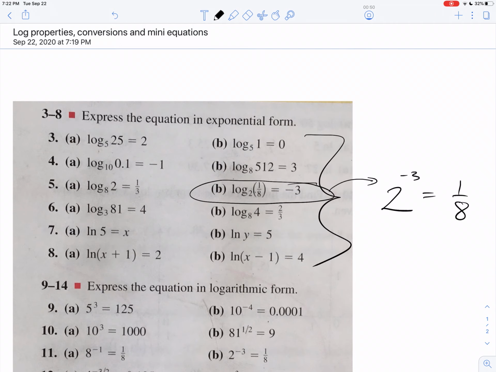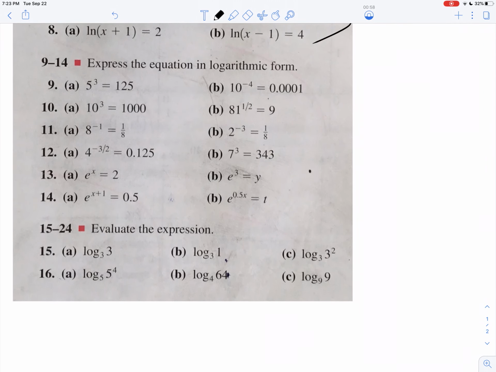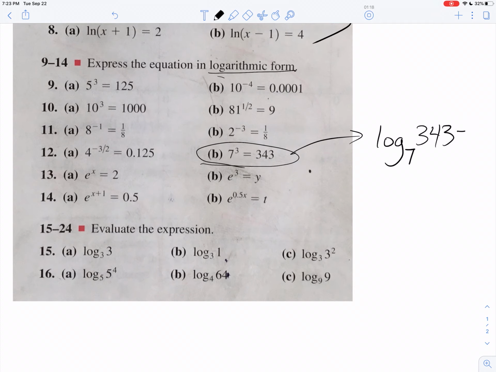So this part here was covered in the last video. Then, take a look at these ones right here. It says express the equation, because there's equal signs in these. It says express the equation in logarithmic form. So like this one right here, they want you to convert. So I would say the base stays the base, but it's going to be a base 7 log, and then flip-flop. All they're asking you to do is convert. They're not asking you to solve or anything like that. So when it says express the equation in logarithmic form, all they're looking for is conversions.